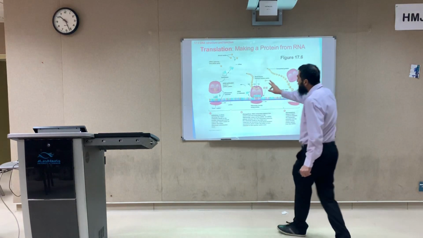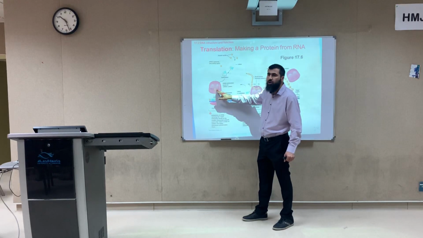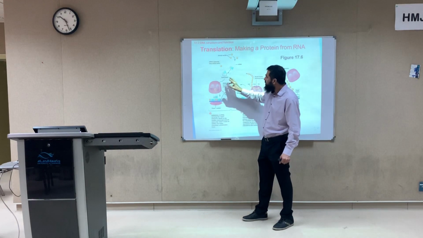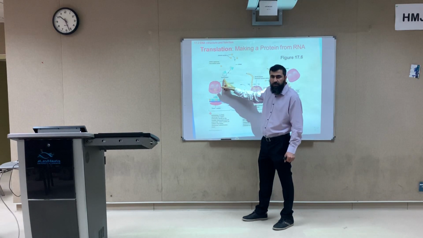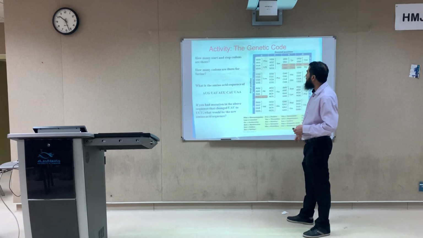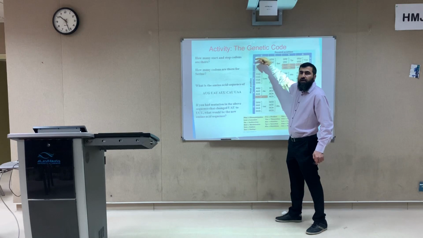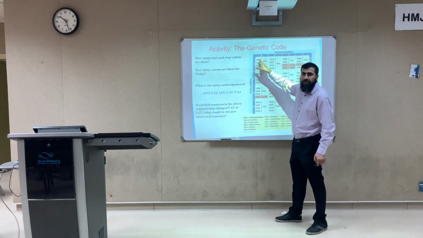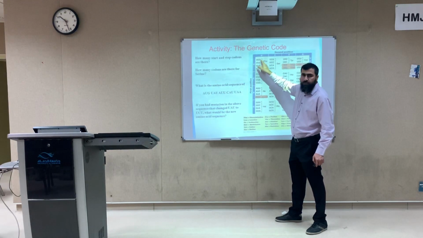So the tRNA brings the amino acids to the ribosomes based on what? Because the tRNA has the anticodon sequence, okay? Remember the genetic code? The tRNA contains the complementary sequence of that. So how does it know which amino acid to carry? It carries the amino acid based on this sequence, okay?